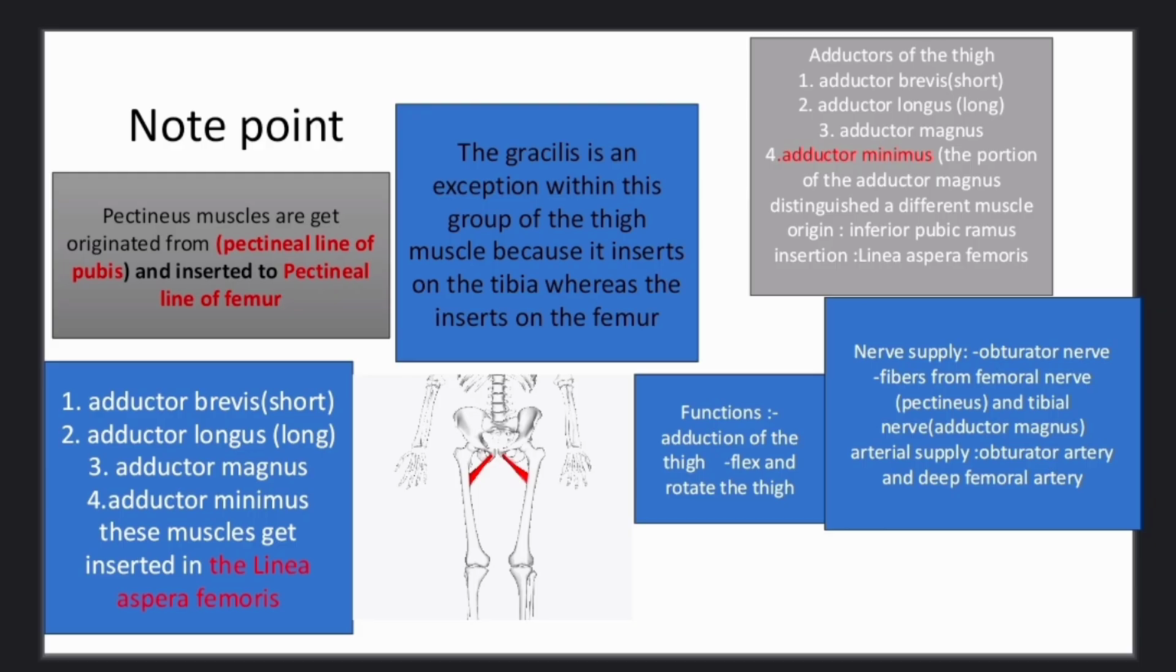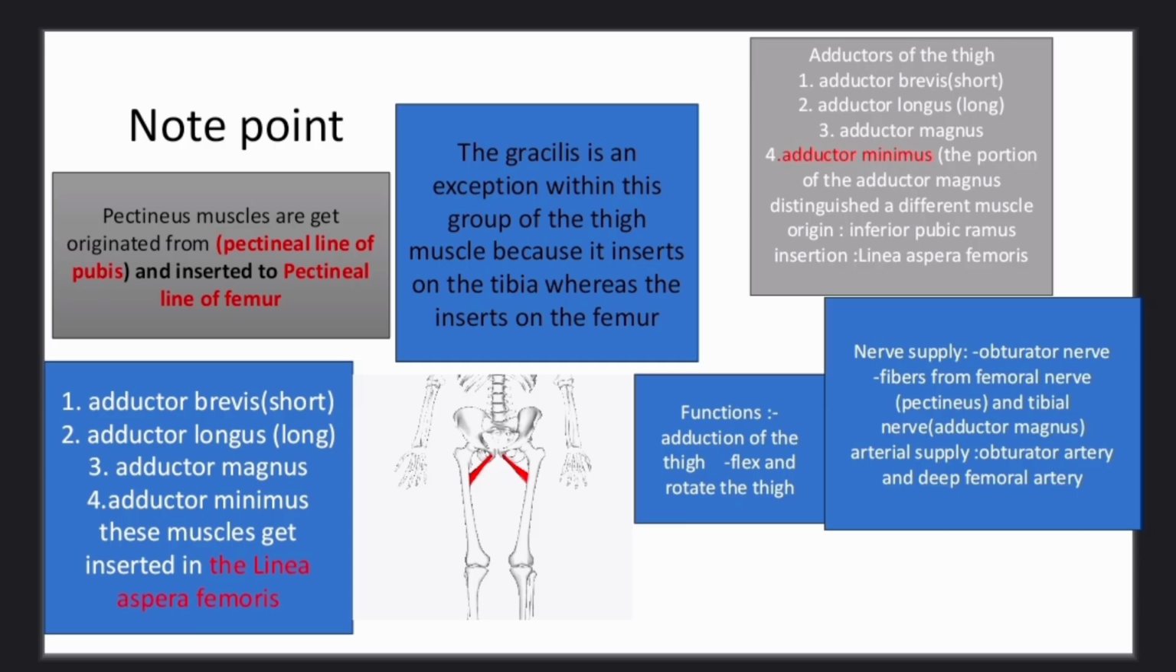Next is gracilis, the exception. The gracilis muscle is an exception in the medial compartment. Most muscles of this compartment insert into the femur, but gracilis inserts into the medial surface of the tibia as a part of pes anserinus. So remember, gracilis goes to the tibia. Next is adductor muscles. The main adductor muscles are adductor brevis, adductor longus and adductor magnus. There is also a small muscle called adductor minimus, which is often considered as a part of adductor magnus. It originates from the inferior pubic ramus and inserts to the linea aspera of the femur.